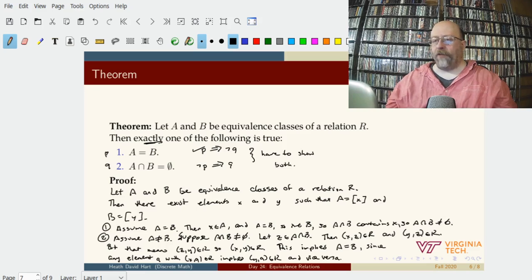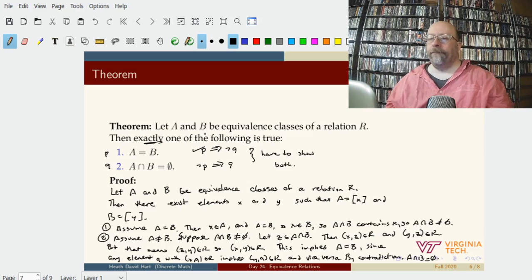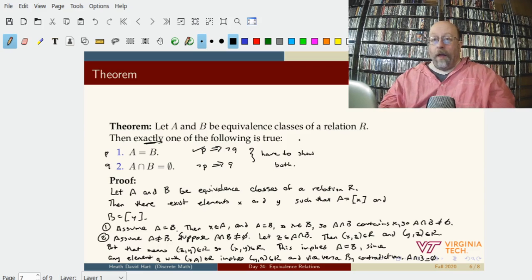And so we have a contradiction. A doesn't equal B and A does equal B. And so by contradiction, we can't have the intersection being non-empty. A intersect B is the empty set. Okay? All right.